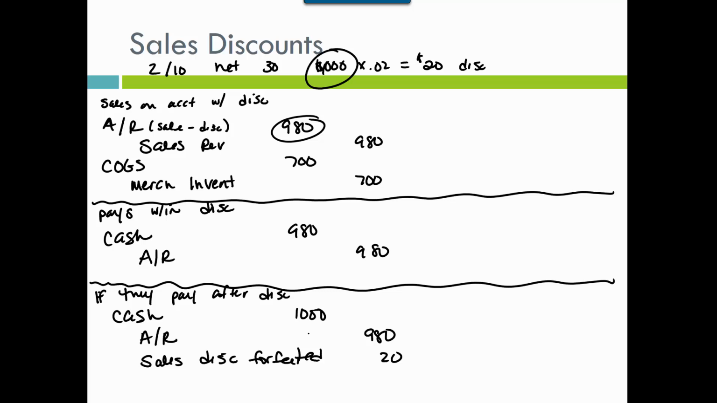So that's how we do the discount. We record the sale. We take the discount off at the time of the sale, not when they pay it. At time of sale. They pay within the discount, I just record that. If they don't, then I record the difference here to the sales discounts forfeited.